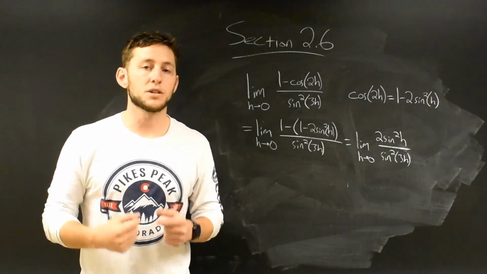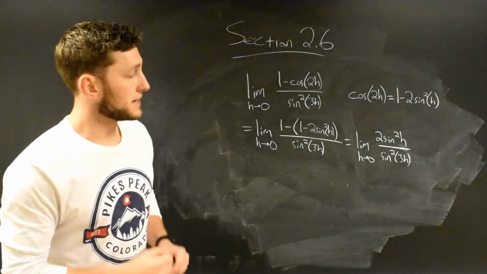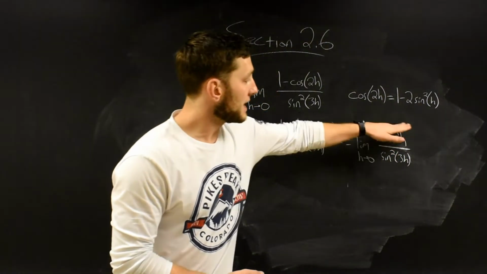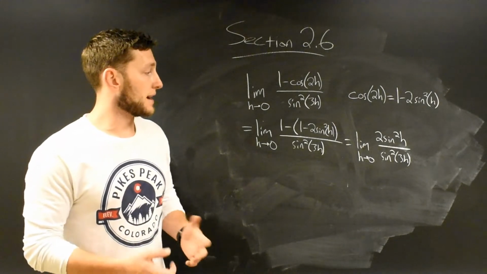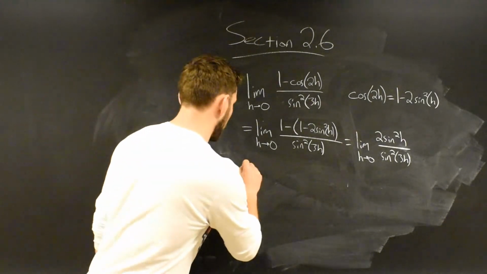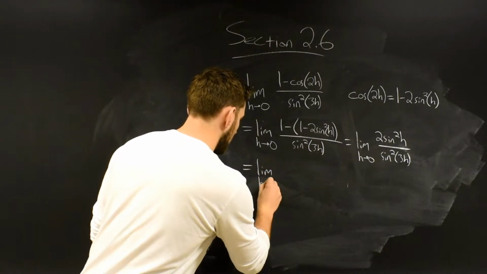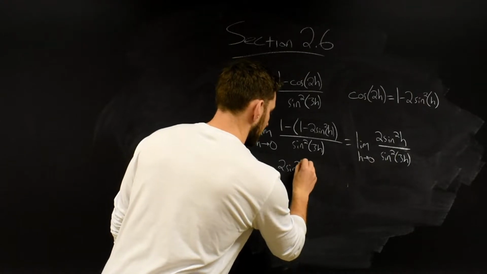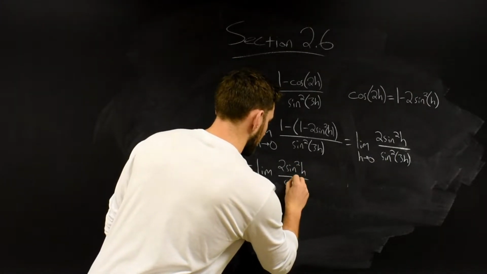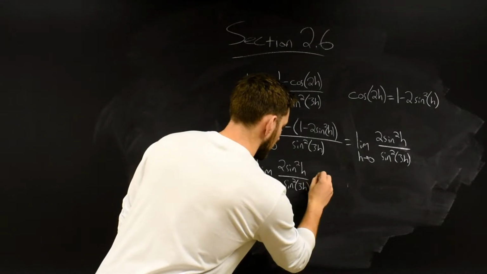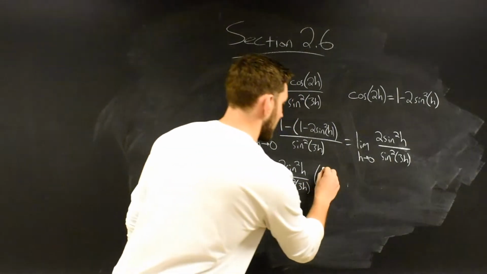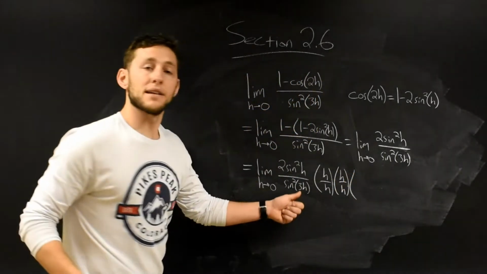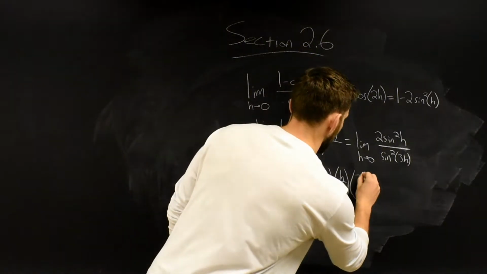Now to take advantage of our rule, what we're ultimately going to want to have is an h on bottom for each copy of sine h, and a 3h on top for each copy of sine of 3h. Therefore, we're going to need to multiply by h over h twice, as well as by 3h over 3h twice.